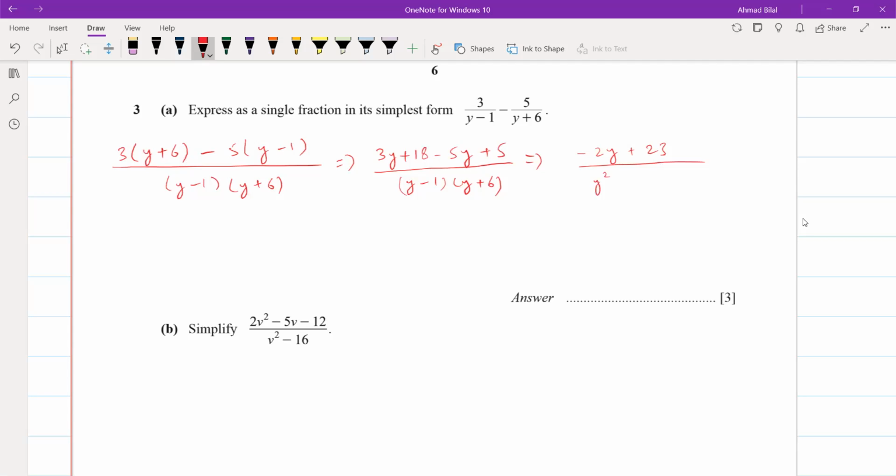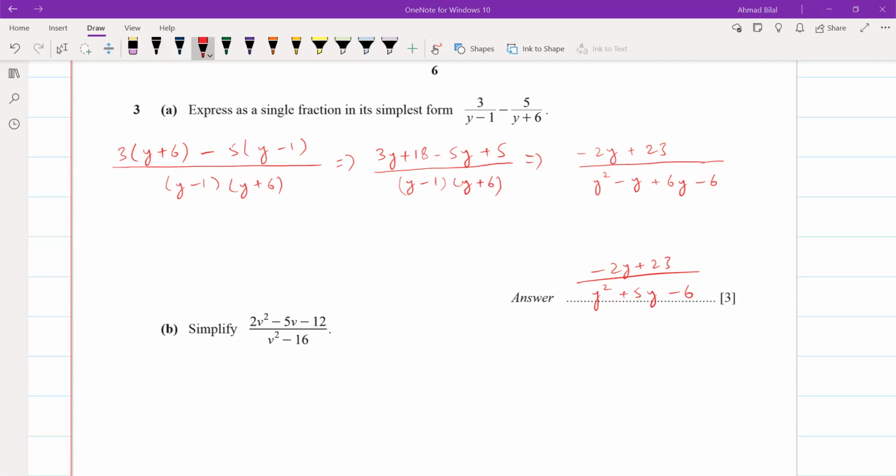हमारे पास आ जाएगा y square minus y plus 6y minus 6. ठीक है? And then finally what we get is minus 2y plus 23 whole divided by y square plus 5y minus 6. That is the simplified form. Okay, so this is what we have. Minus 2y plus 23 divided by y square plus 5y minus 6. This is the simplest form.